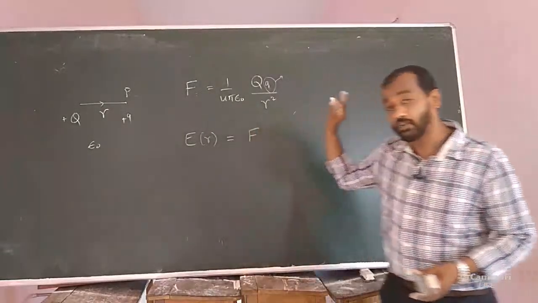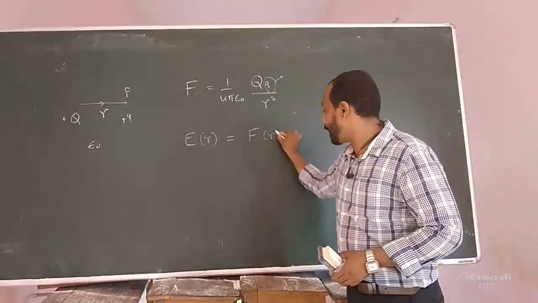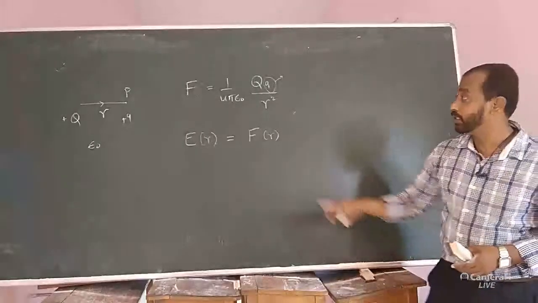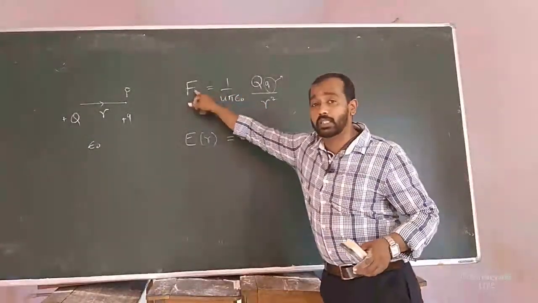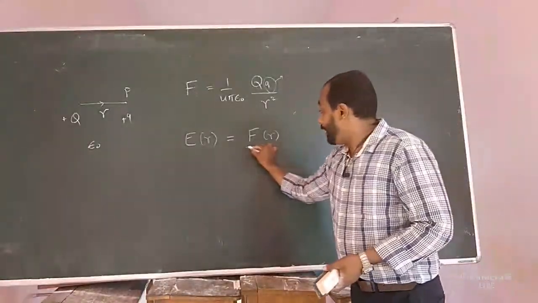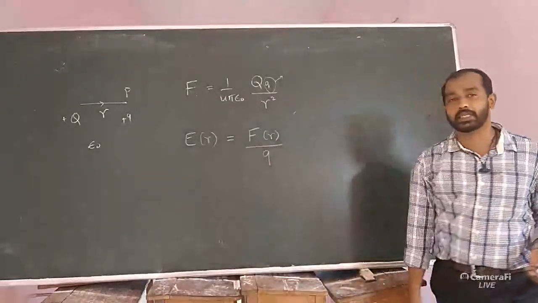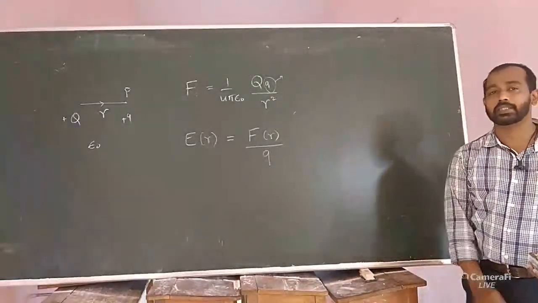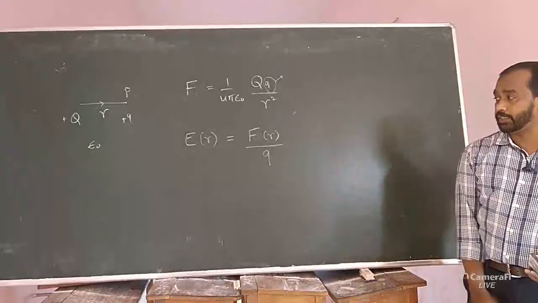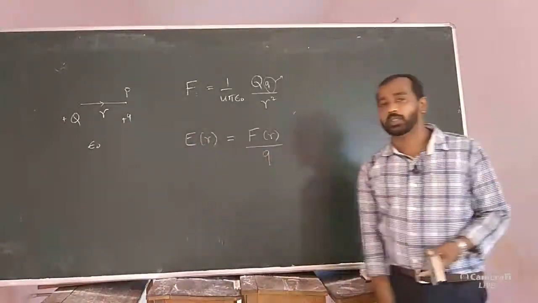the electrostatic force experienced at that point, which is represented as F of R. The force at position R is represented as F of R, a function of R, divided by the test charge. That's the general expression for the electric field at a given point.